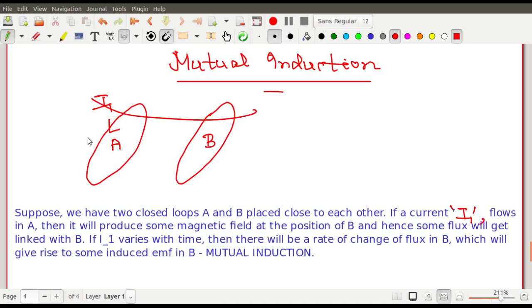There should be some magnetic field in this particular region. Throughout the region there will be some magnetic field because of the current in A. Now because of this current in A, some flux is linked with B. এই যে B এর সাথে দেখো flux linkage আছে, there is some flux linkage with B.